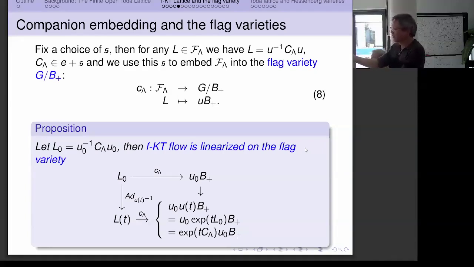Okay. So how do I solve this system? First, I use C lambda to transform my initial condition L naught to U naught. Then I go along a linear system, like a linear line, goes through the linear system, and then I use the C lambda inverse to point back.